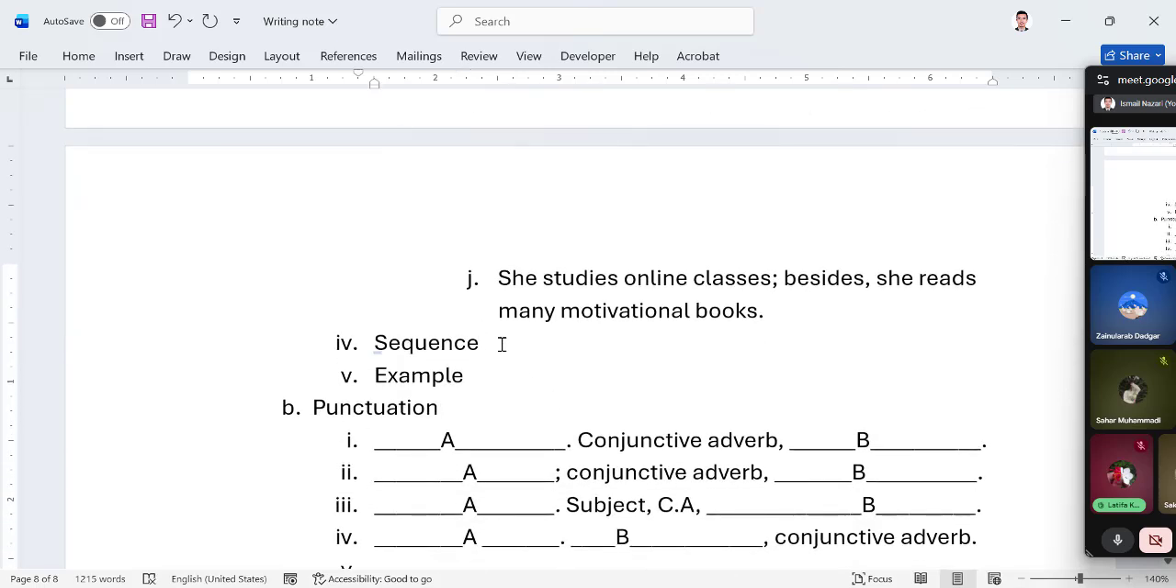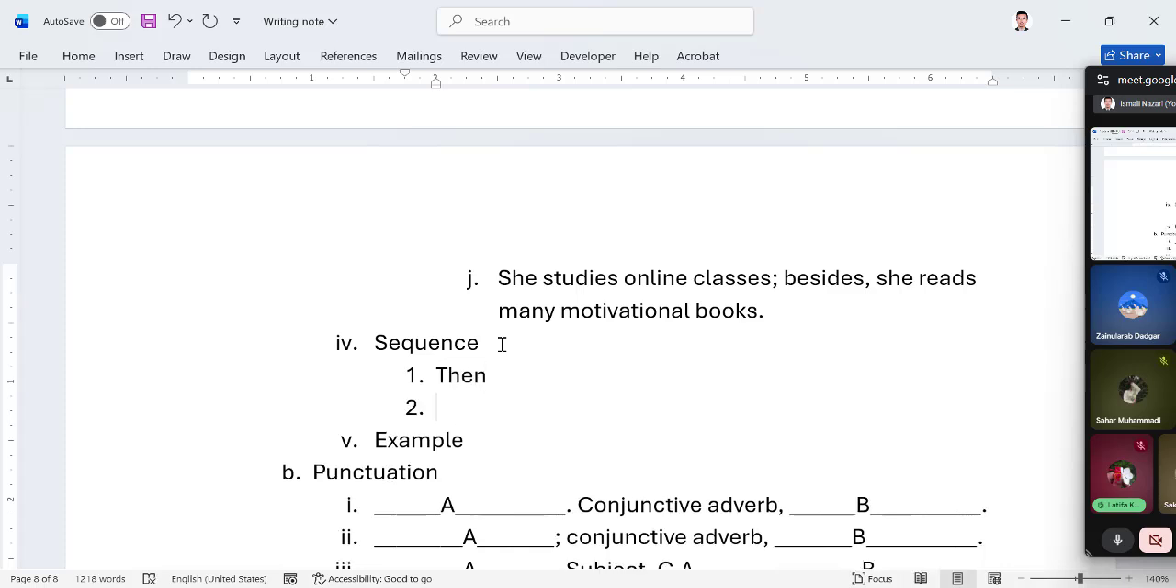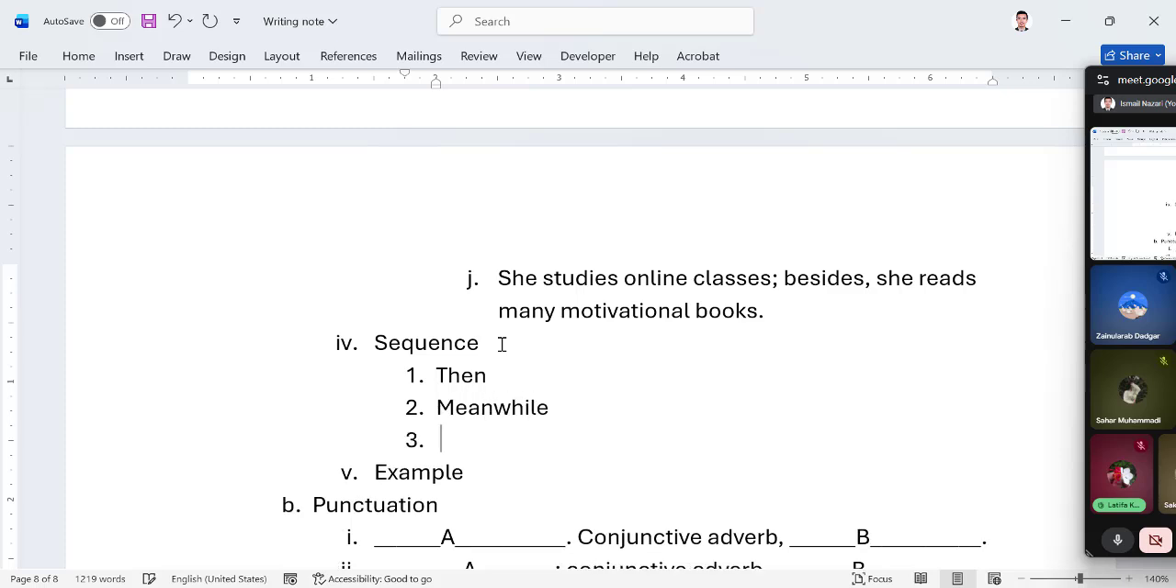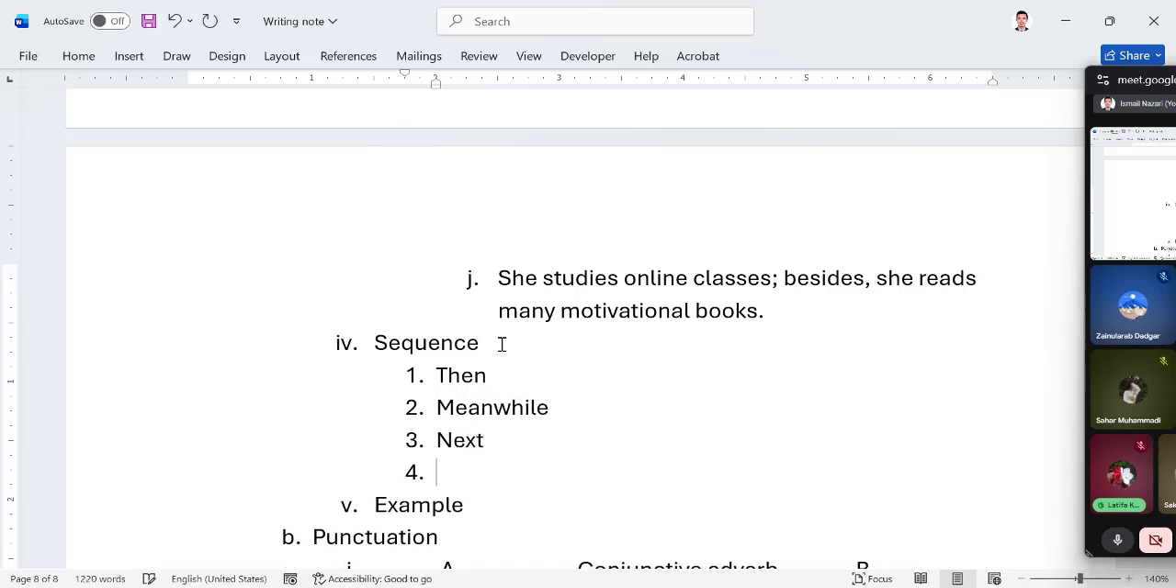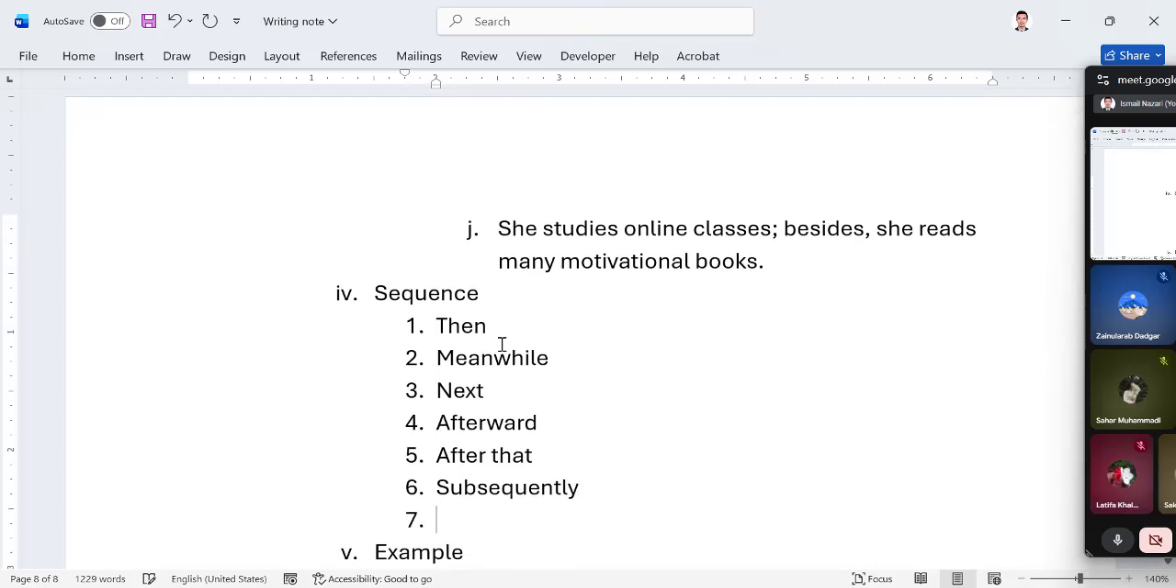Now, if it is sequence, it means a series of actions. If you have a series of events, we can use these transitions. They can be then, for example, meanwhile, next, afterward, after that. Or the word subsequently, it shows sequence. These are the words you can use to show sequence.